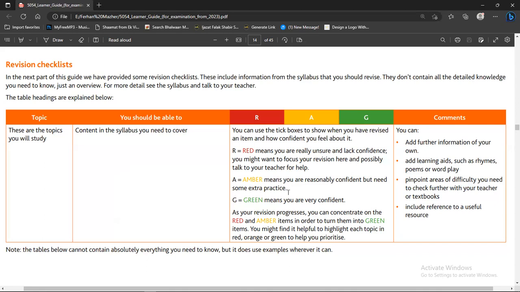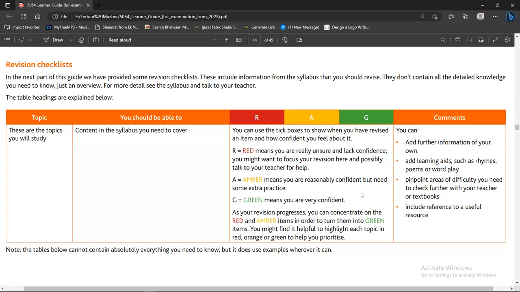Here the R is red, which means you are really unsure and lack confidence. You might want to focus your revision here and possibly talk to your teacher for help. A stands for amber, which means you are reasonably confident but need some extra practice. G stands for green, which means you are very confident. As your revision progresses, you can concentrate on the red and amber items in order to turn them into green items. You might find it helpful to highlight each topic in red, orange, or green to help you prioritize.